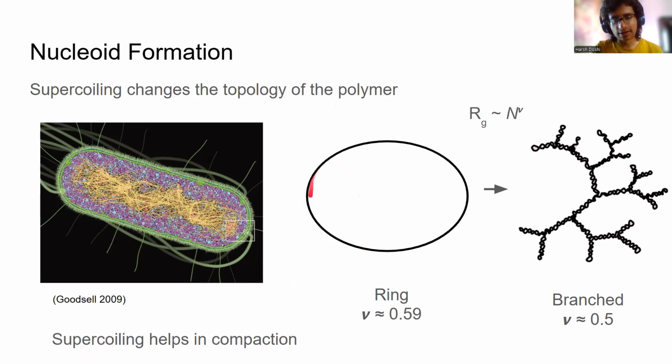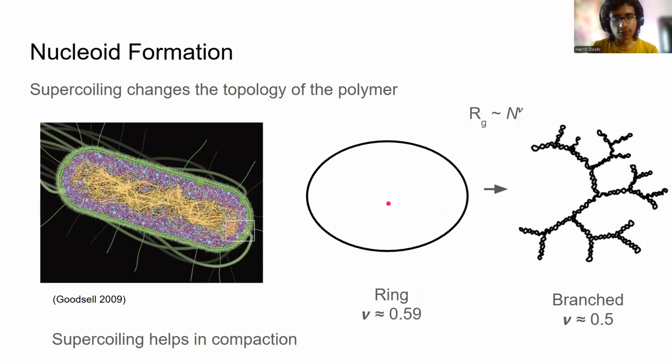So here I've shown a ring polymer, which represents the ring chromosome of a bacterium. And in polymer physics, it is established that the size or the radius of gyration of such a ring polymer scales as N to the power nu, where N is the number of units present in this polymer, and nu is the scaling size factor, which is close to 0.6 for these kinds of rings.